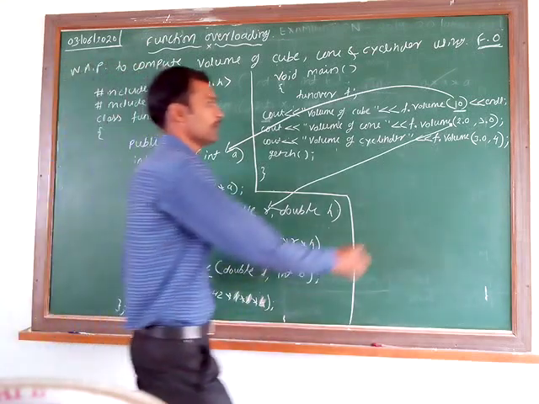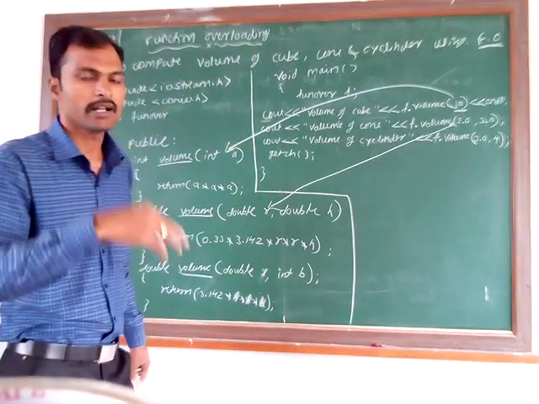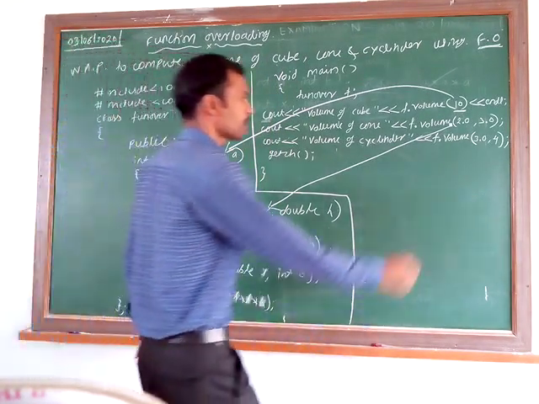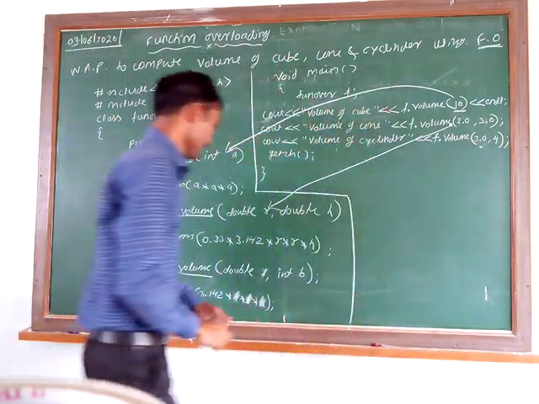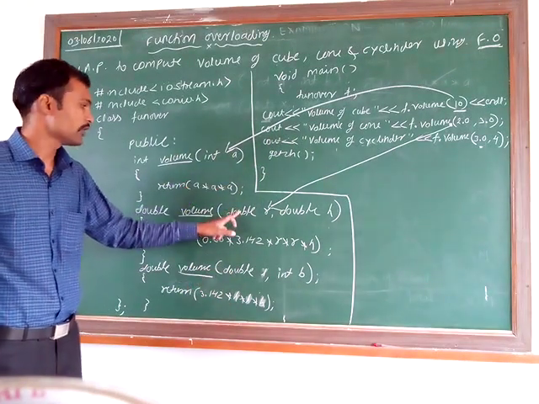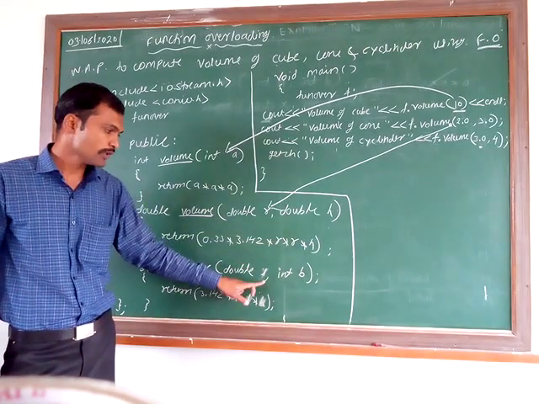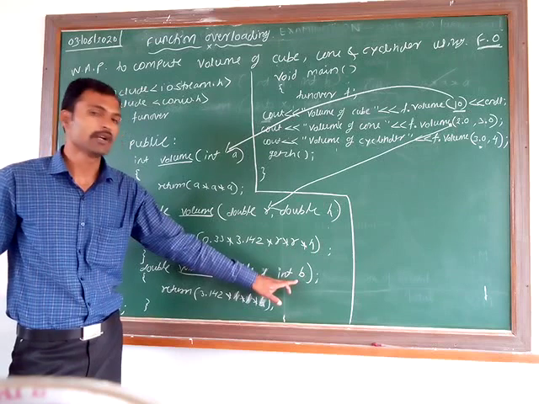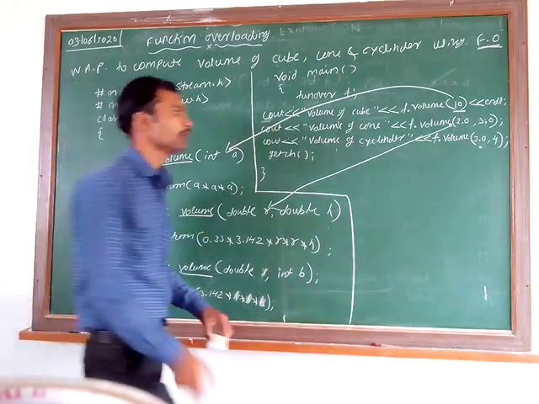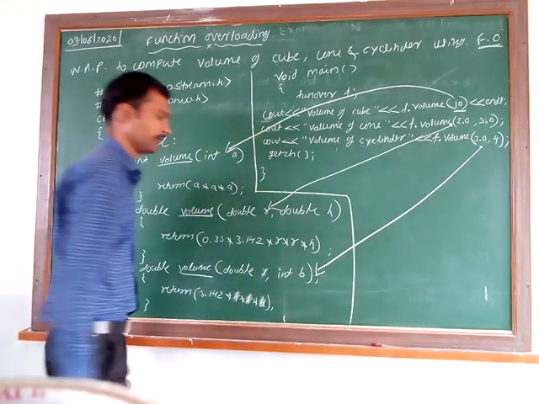And lastly, when you pass 3.0 and only 4, means one is a floating point number and second is a real number. When you pass this, the first one will not get invoked because it has only one argument. Second will also not be invoked because both are fraction numbers. So the last one is having one fraction, one integer number. So when you give this argument, the third one will get invoked automatically.